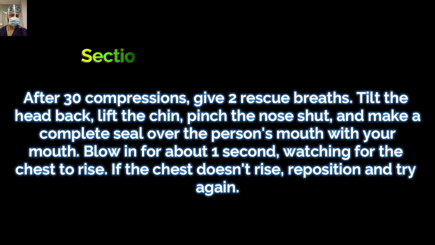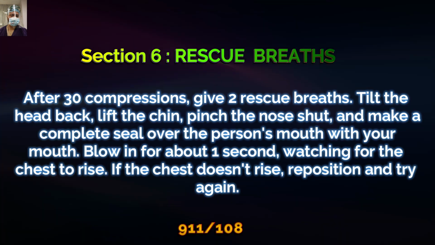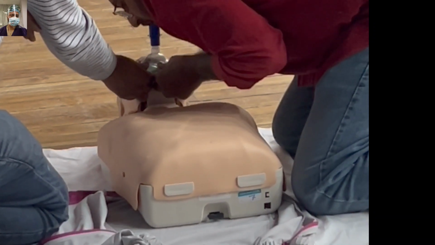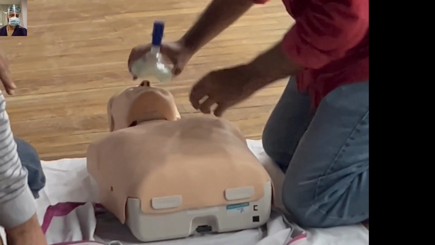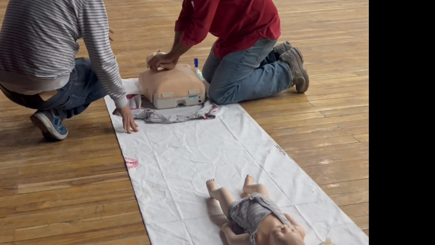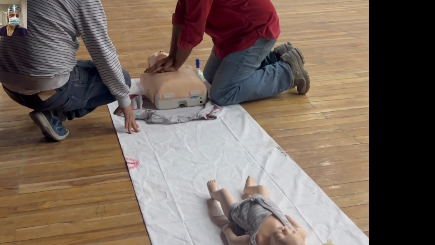The step number 6 will be the rescue breaths. So after every 30 compressions, give 2 rescue breaths. You should take 1 second only. Again, to open the airway, as I said, tilt the head back, push the forehead back basically, and tilt the chin up. Make a proper seal around the mouth, pinch the nose, and give a quick breath of approximately 1 second. See the chest rising.